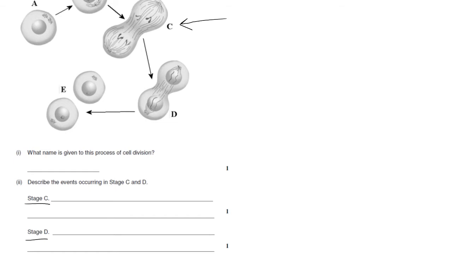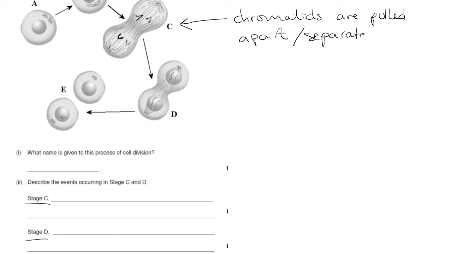So let's look at C to begin with. Okay, so look at this. I've got this little dude over here and this little dude over there. And look at my wee spindle fibres. Here's my wee spindle fibres. What's happening there? Chromatids are pulled apart to opposite sides of the cell, right? Instead of pulled apart, I can say separated. Okay, so the chromatids are pulled apart to opposite ends of the cell. The chromatids are separated to either end of the cell.